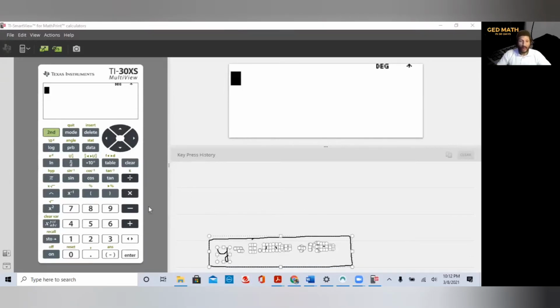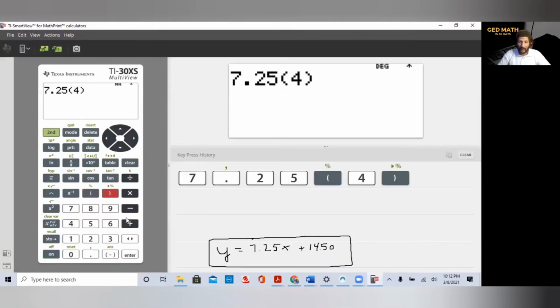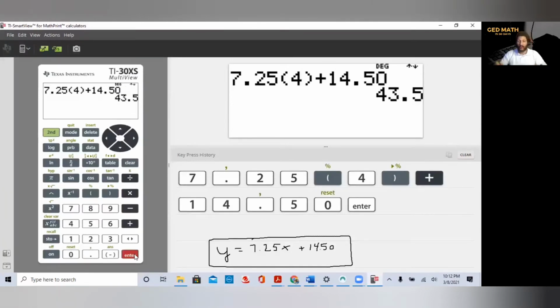Again, very easy to do. You have your calculator, 7.25, since we're multiplying by X, we know X is 4, plus 14.50. Let the calculator do all the work for you, 43.5. So the cost of four baskets will be $43.50. Remember, you got to add that zero. Since we're talking about money, you have to add that additional zero. Easy problem.